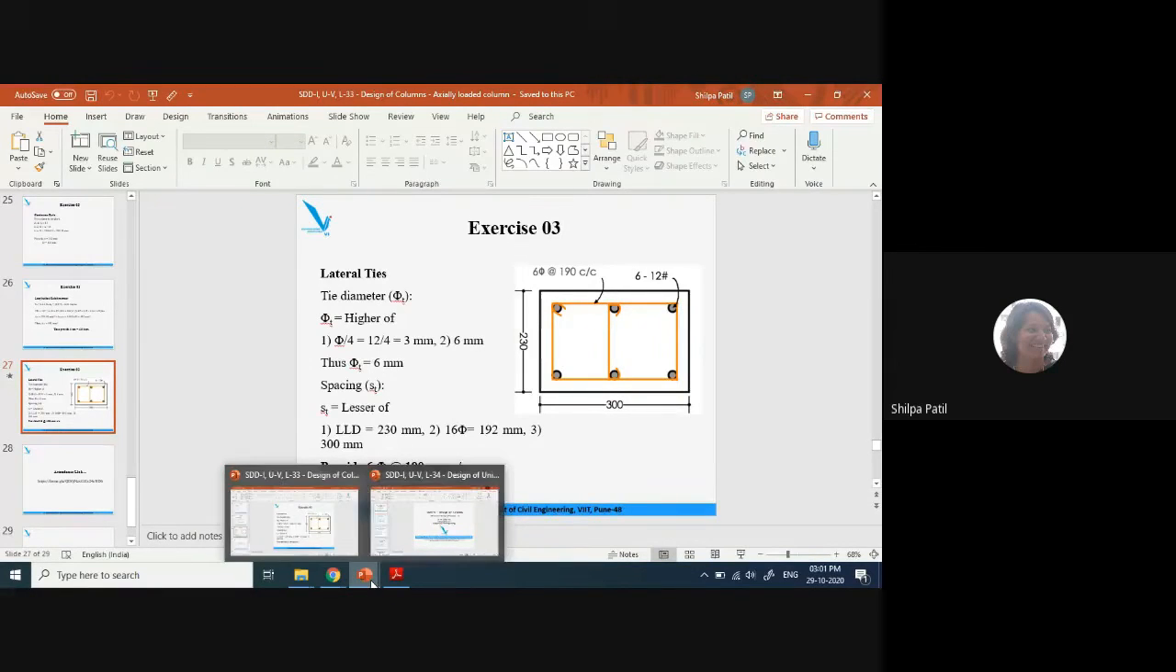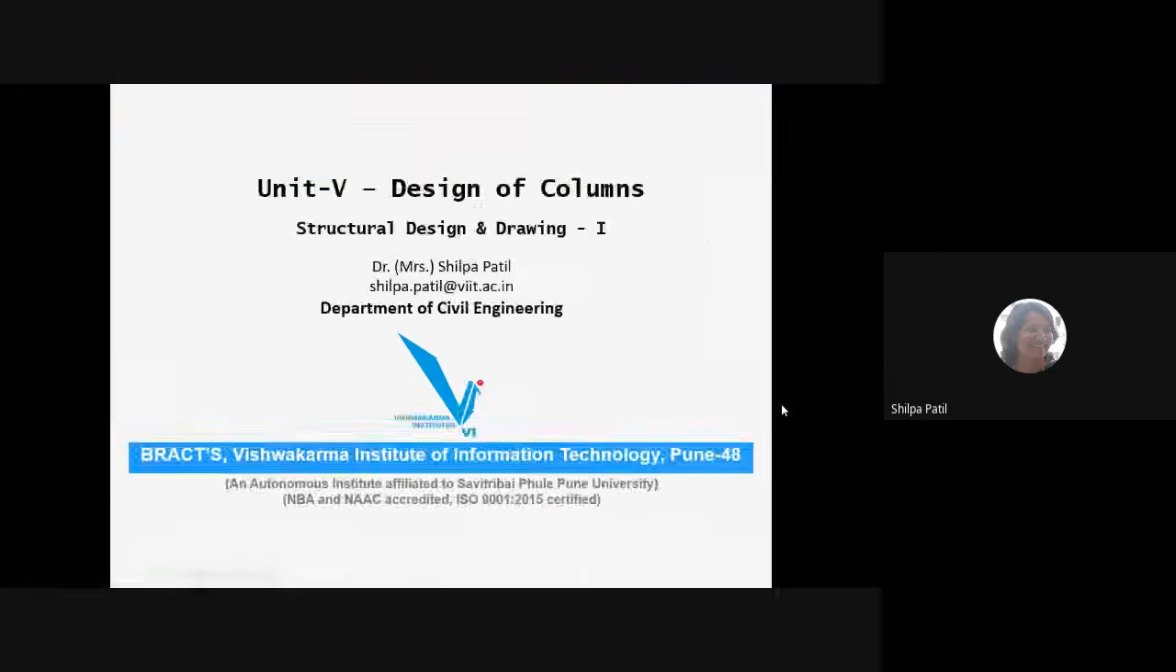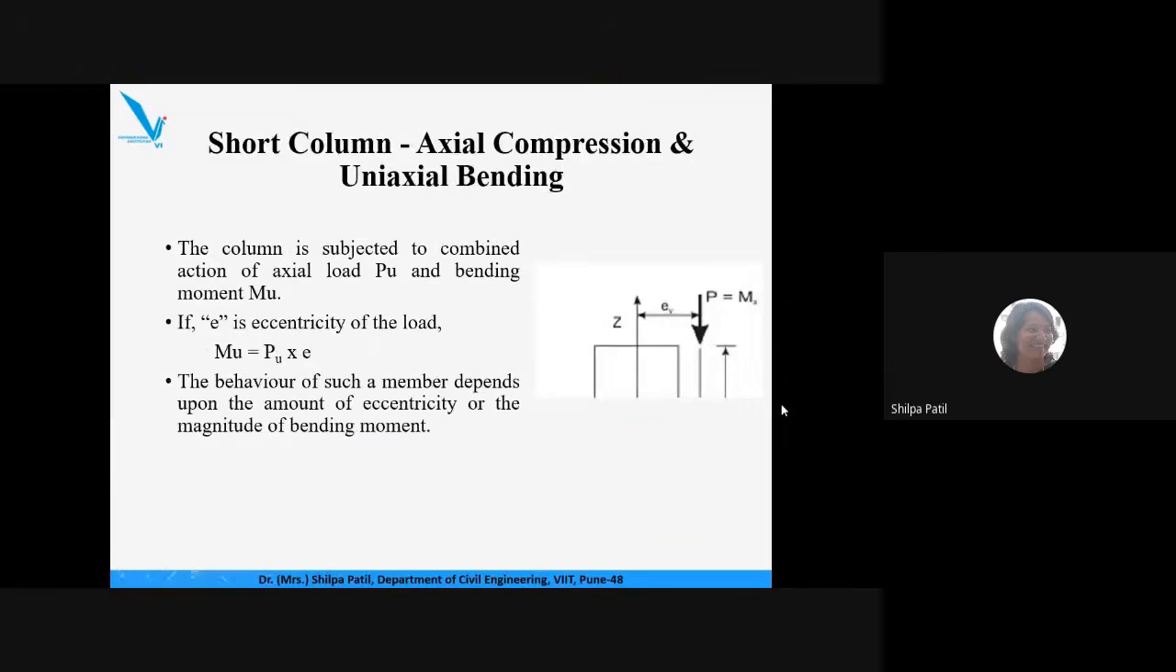next slides, that is design of columns with axial compression and uniaxial bending. Okay, now this is the diagram. By simply observing the diagram, you can clearly understand that the load is not exactly acting along the longitudinal axis of a column, and there is a certain distance between the longitudinal axis and the external load. That distance is nothing but eccentricity.